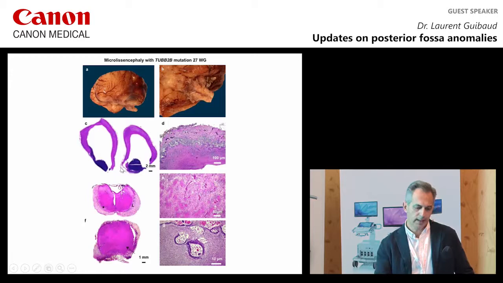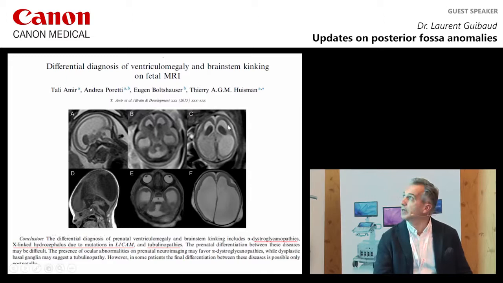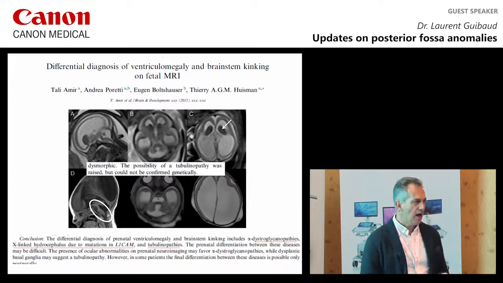And our case was very similar to the case reported by Poretti and Boltshauser about ventriculomegaly and brainstem kinking. And you can see here that you have a very large germinal zone. And look at the brainstem, it's the same thing. In the article, they said that the possibility of tubulin was raised, but not confirmed genetically, as in our case. We tested tubulin, and it was not tubulin.